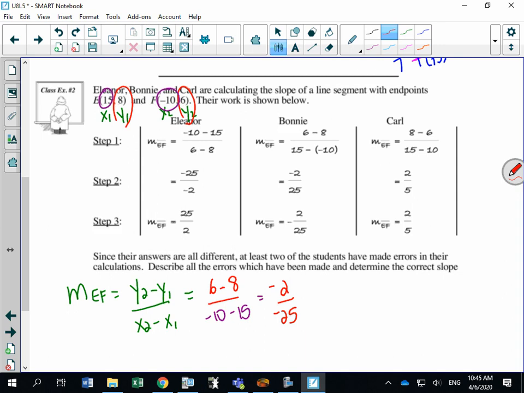I feel like I made a mistake somewhere. 6 minus 8. Okay, sorry, no mistake is made. 2 negatives make a positive. So the correct slope of EF is equal to 2 over 25. So a rise of 2 and a run of 25. So that's the answer. We're not going to bother figuring out what each person did wrong. You just have to know how to apply this formula to get slope.